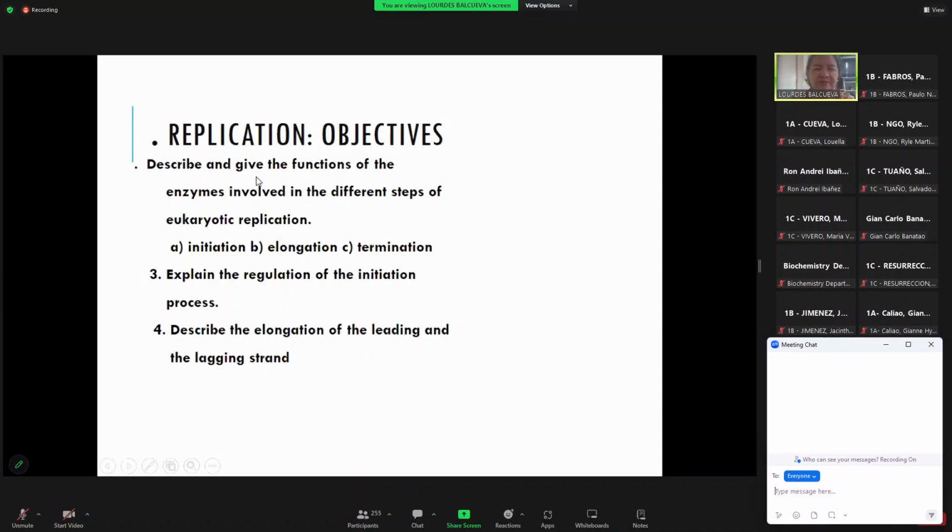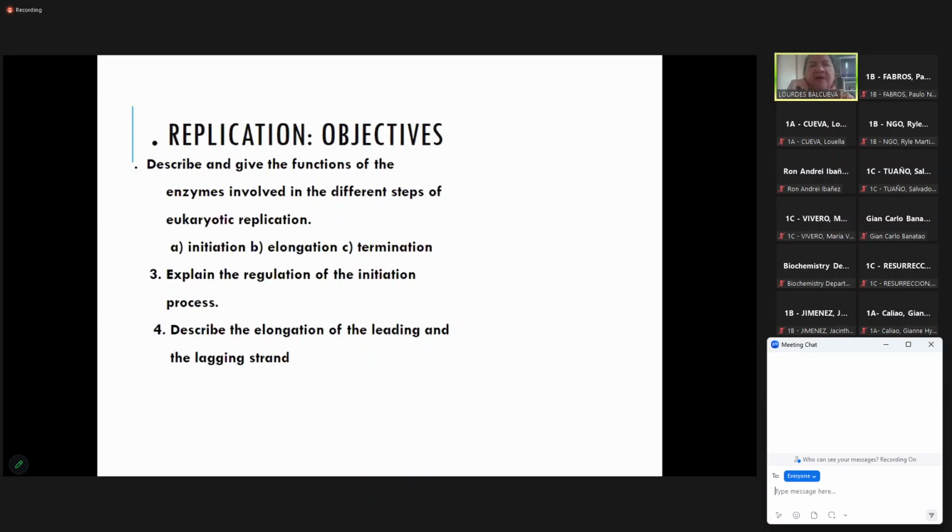Okay, these are our objectives for our topic, which is replication. So this is the start of gene expression, no? So you have the topics on gene expression: replication, transcription, and then translation. So for replication, these are the objectives. Anyway, the first objective is to be able to describe and give the different steps of replication.